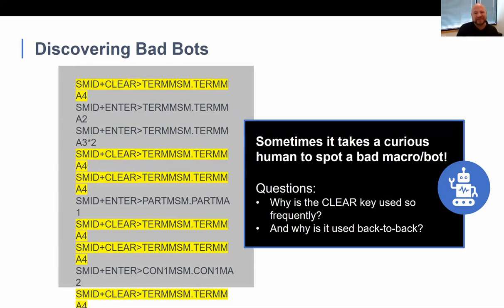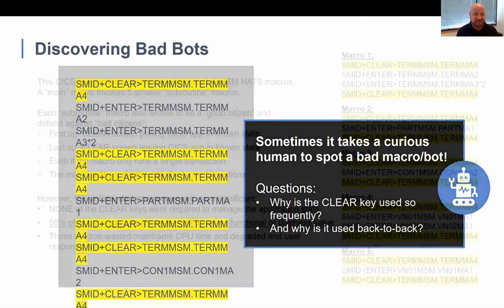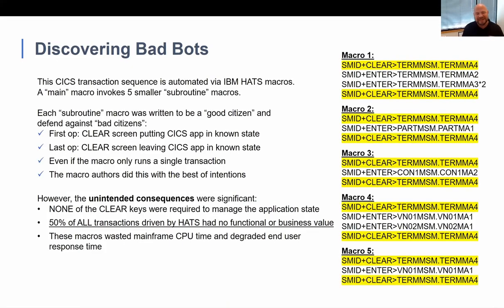Sometimes it takes a curious human to discover a bad bot. On what planet and in what application is it required to press the clear key back to back? And why would you be exiting application state and re-entering? This is a real bot that's actually still in production in an organization. It was actually a HACS application, and what it was doing was gathering information for a home screen of an application. Every time you get back to that home screen, the macro runs and regathers all that data.